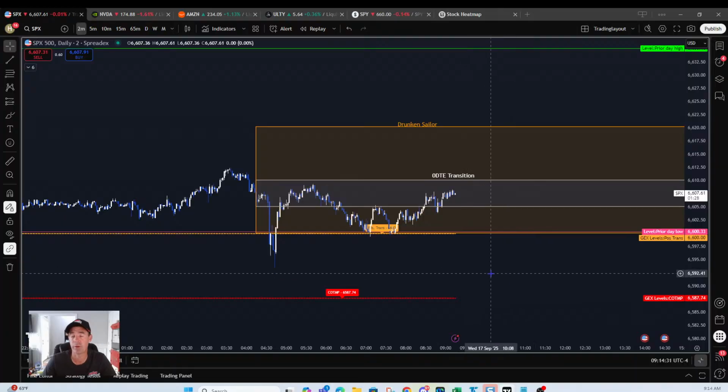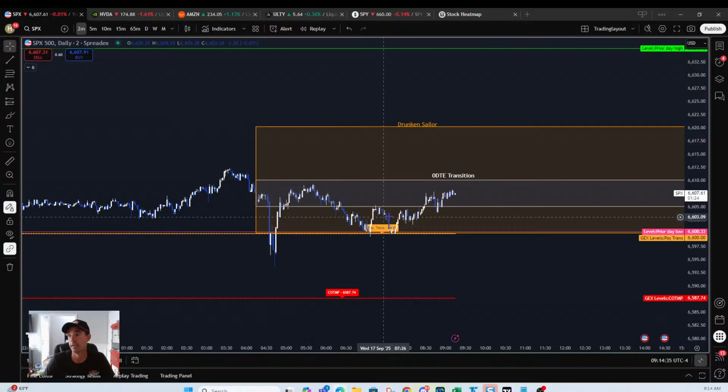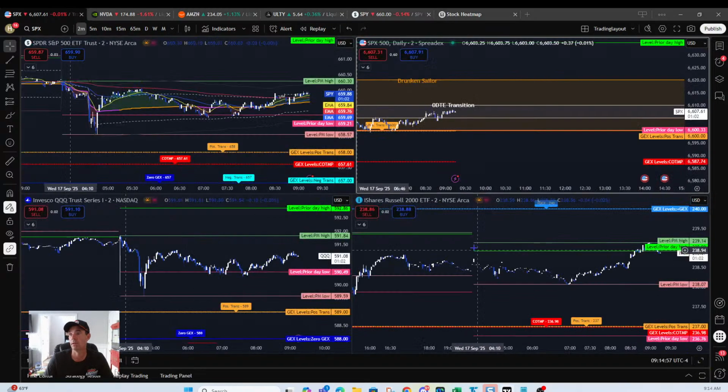Again, I've overlaid the drunken sailor range as well as our 0DTE transition heading into today. As you see, we've already tested P-Trans 6600. Again, key level to stay above, and then 0DTE transition levels. We've already tested those multiple times this morning, and we're within the overall drunken sailor range. So anticipation would be choppy price action within the overall drunken sailor range, as well as the transition areas. So we'll continue to watch that as we head into the open.